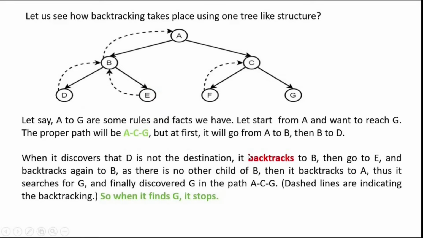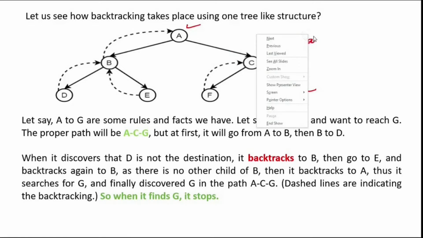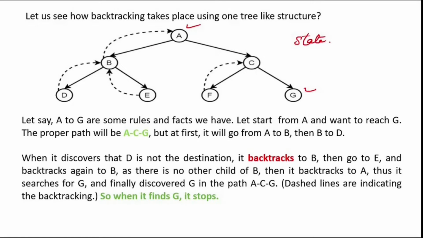If you visualize backtracking, as I said, it is better to visualize it in terms of trees. Let's say this is a tree and A to G are some rules and facts we have. Let's start from A and want to reach G. That means this is the starting node and this is the goal node. Sometimes we call this kind of tree a state space. This is the actual solution, A to G. This is what we intend to solve, the path that I am looking for.